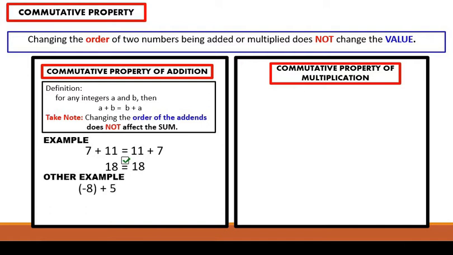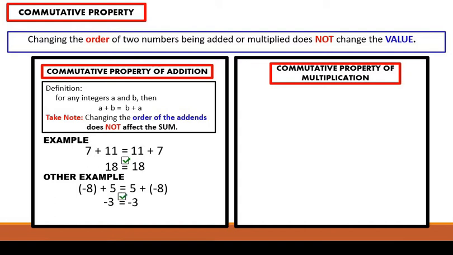Another example. Negative 8 plus 5 is also the same as 5 plus negative 8. Let's see if they have the same answer. The sum should be the same. Negative 8 plus 5, they have different signs, so you need to subtract and keep the sign of the higher number. And that is equal to negative 3. If you solve 5 plus negative 8, that is also negative 3. So see, the sum doesn't change.